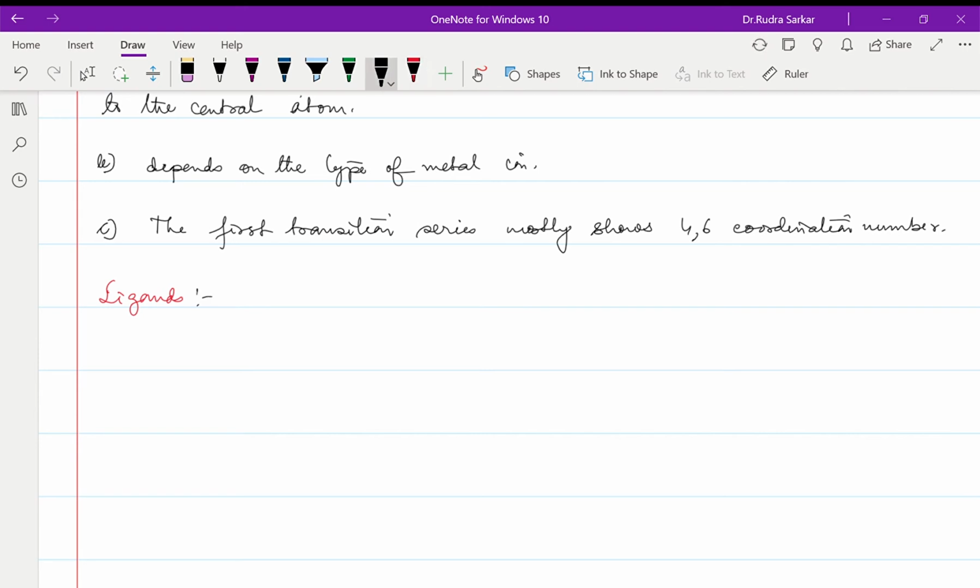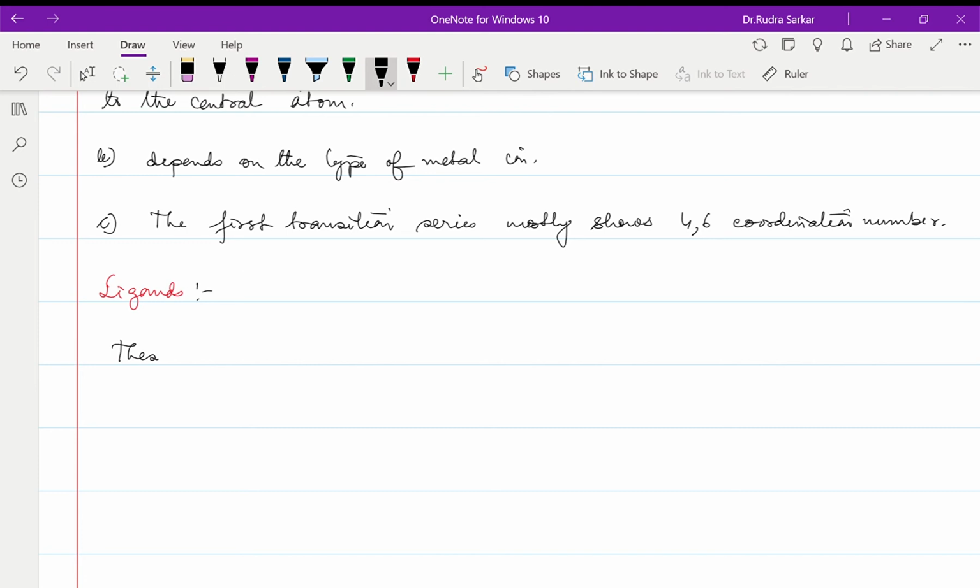What are these ligands? These are Lewis bases that are linked to a metal via a coordinate bond. Please understand, since the metals are linked to these atoms or ligands via a coordinate bond, that's why these are called coordination compounds. Okay.